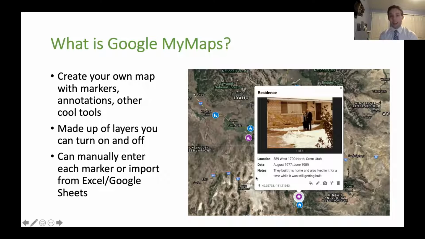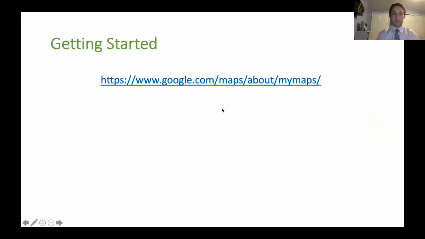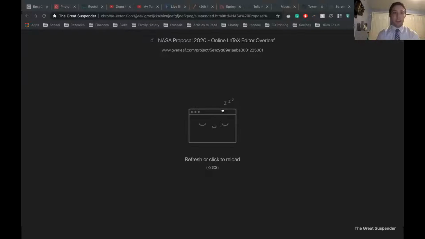It's made up of layers that you can turn on and off. I'll show you what that looks like. And then in the map, you can manually pick a spot and say, I want a marker here. Or you can create a file that will import everything for you. If you are trying to do a lot of stuff, sometimes that's easier. And I'll walk you through each of those things. So we'll go ahead and get started.